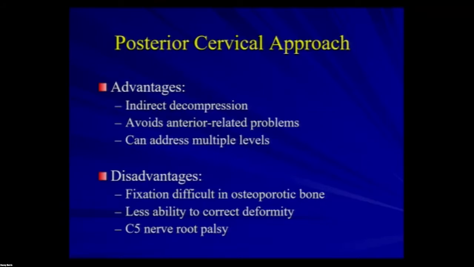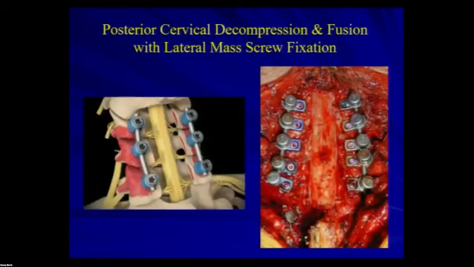If a patient has had multiple prior anterior surgeries, they likely are better suited with a posterior approach. It can be challenging, though, if the bone quality is poor, if a patient is osteoporotic, and you may not have the ability to correct a deformity as much as you do with the anterior approach and structural grafting. And certainly there are the opportunities where we'll do both an anterior and posterior approach.